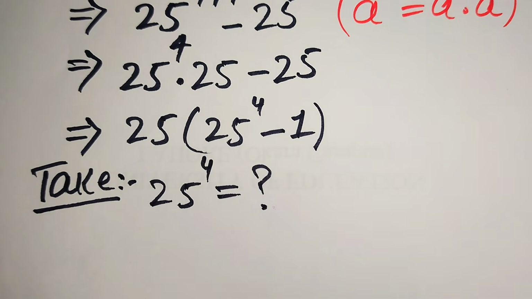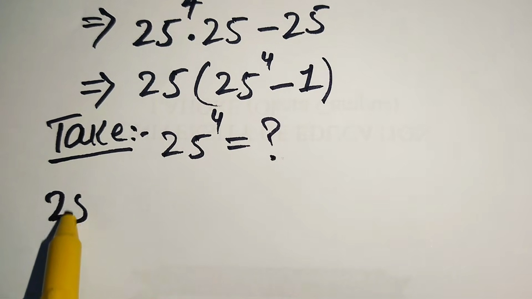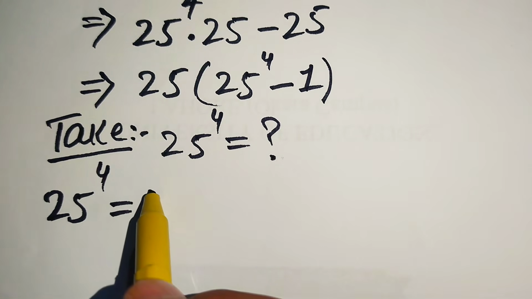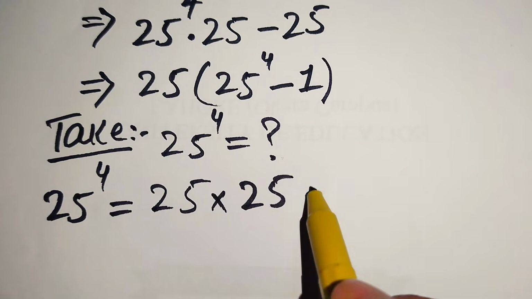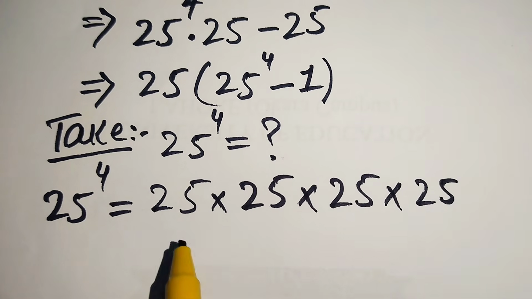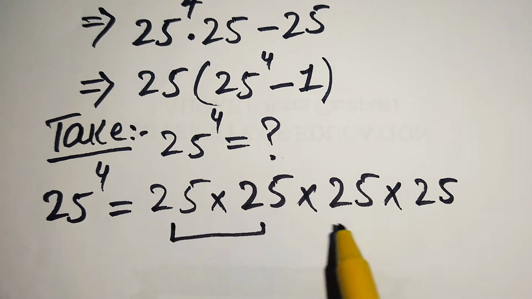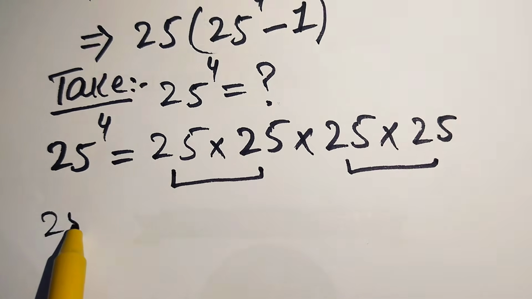So first we need to find the value of 25 to the power of 4, and you very well know about that. 25 to the power of 4 means that we multiply 25 with 25 four times in this way. Here first we need to multiply this pair and this pair as well. So you very well know about that.